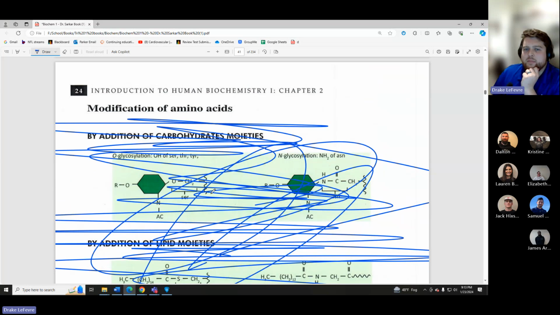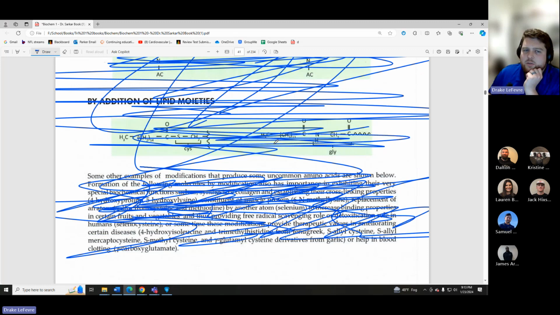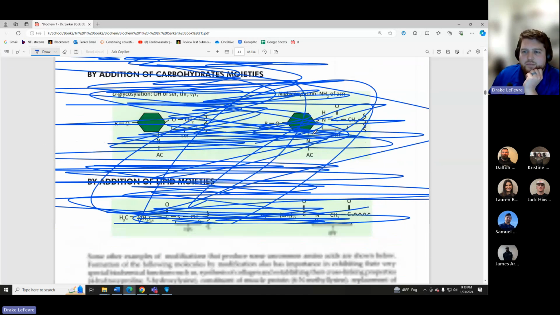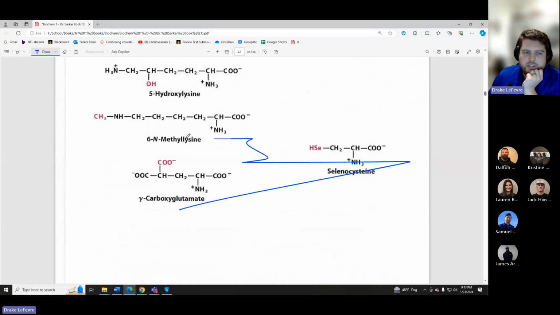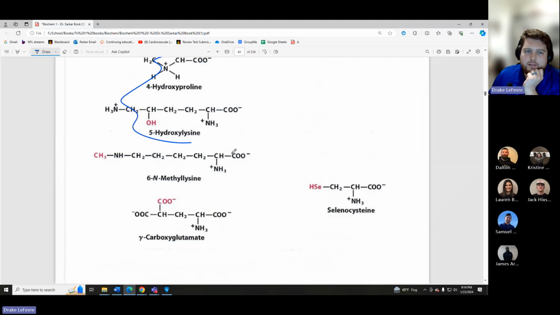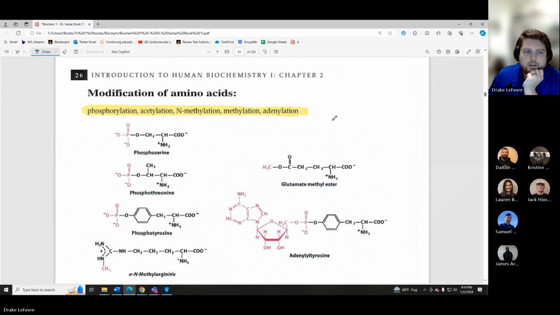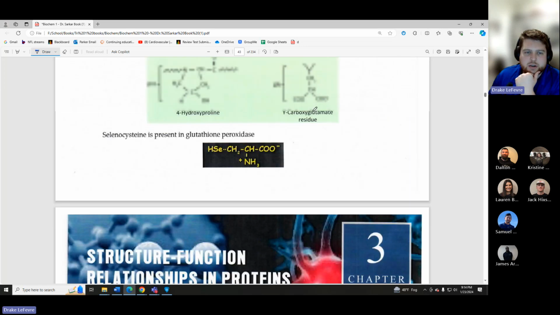Again, if it's a whole bunch of stuff that he never talked about, he might throw in one question somewhere about all of this. But is it really worth the multiple hours to understand this whole thing just for that one question? Probably not. Here's the modification. It just shows you those things, and that's all of chapter 2.